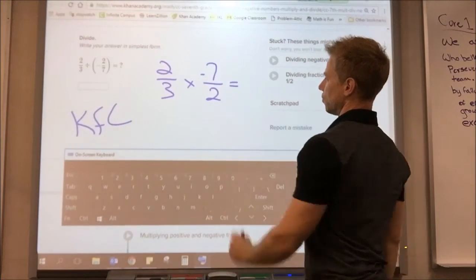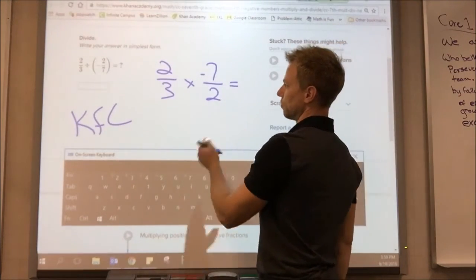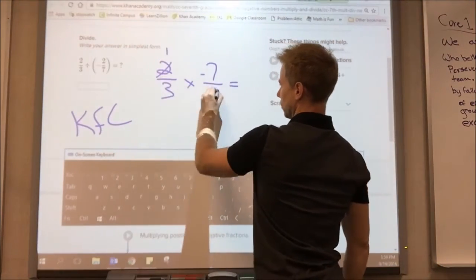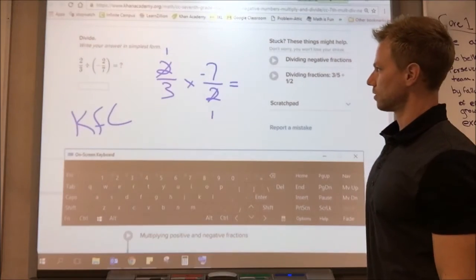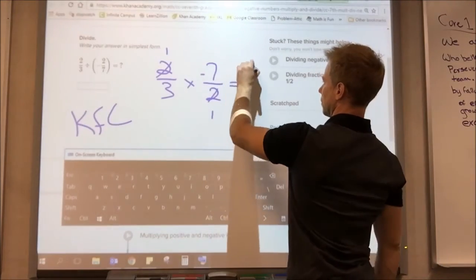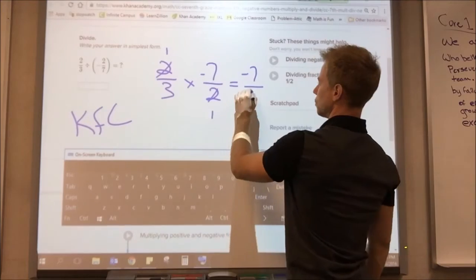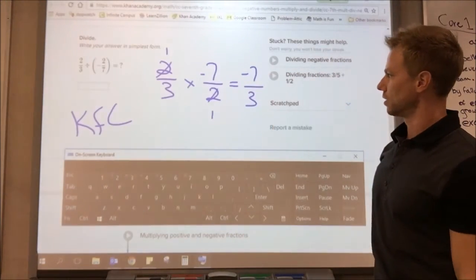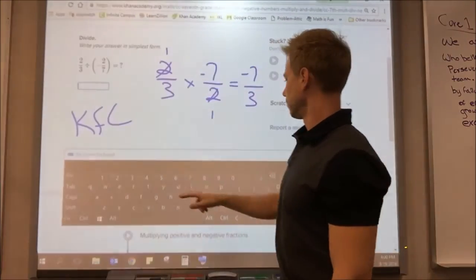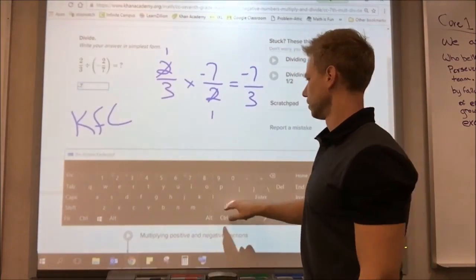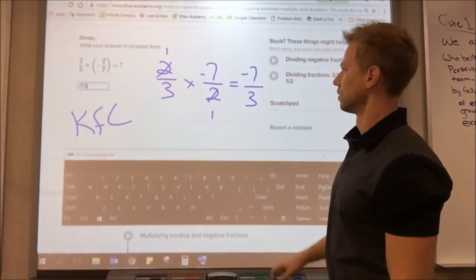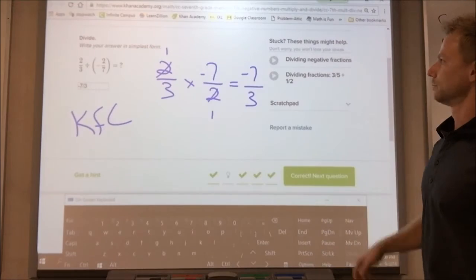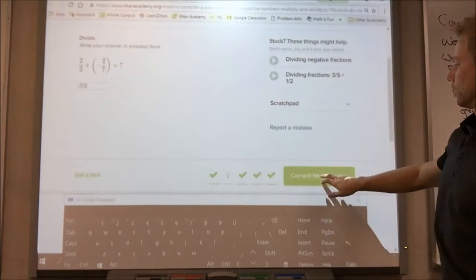Again, we're going to check and see if we can simplify anything first before we multiply, and we can. We have some 2's that will cancel to 1's. 1 times -7 is -7. 3 times 1 is 3. And nothing goes into 3 and 7 besides 1. So that would be my final answer then, -7/3. All right, good. One more.